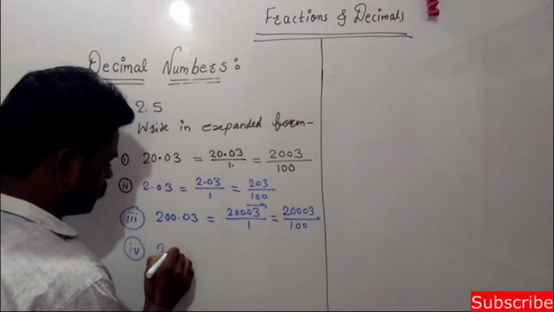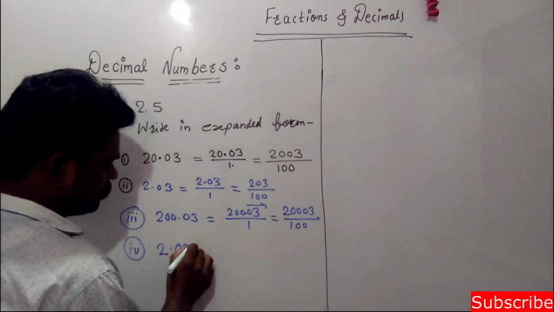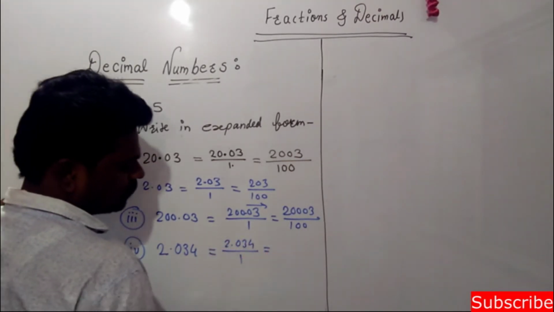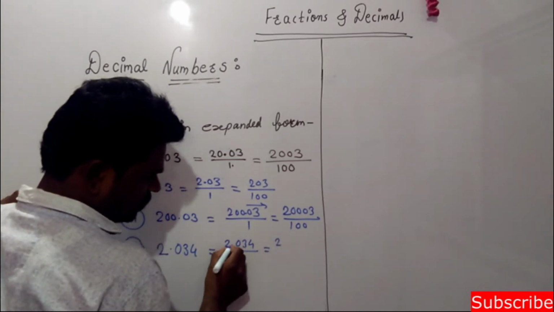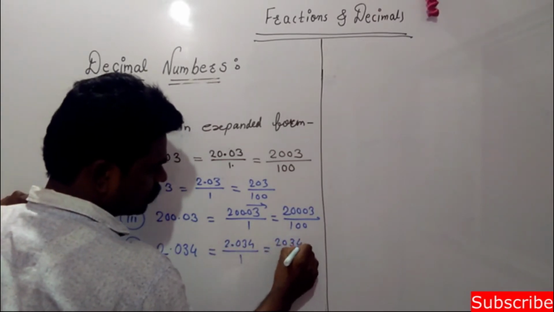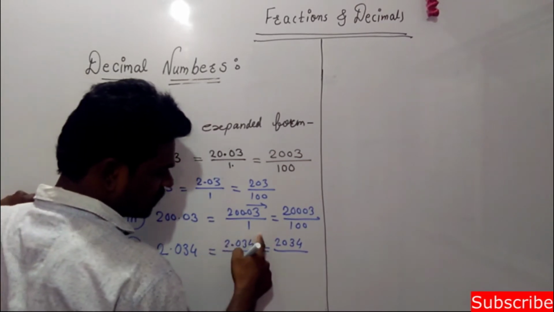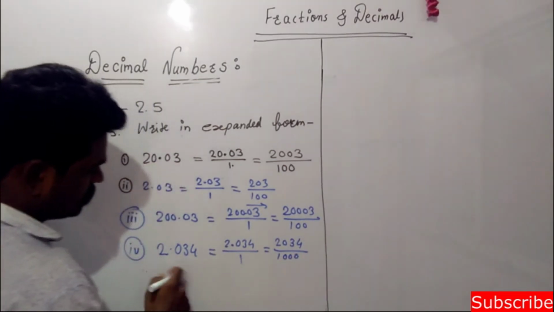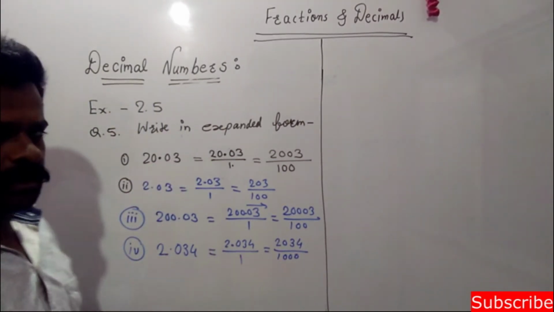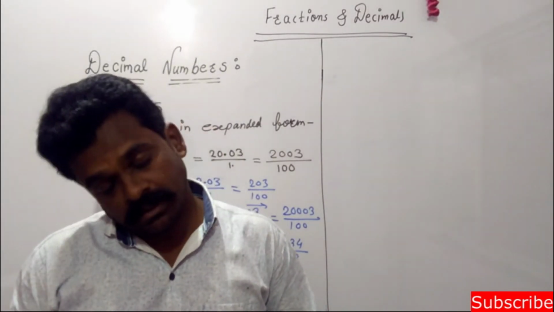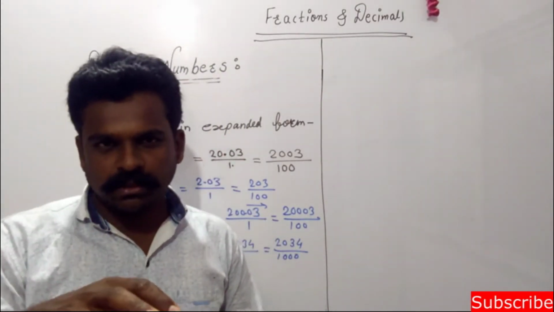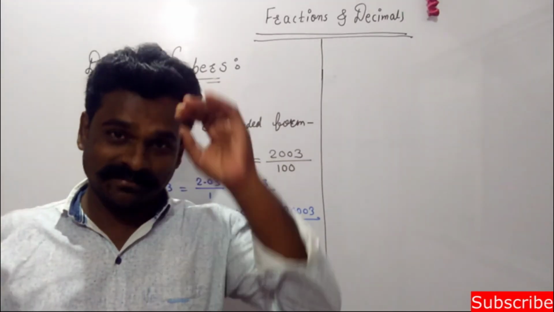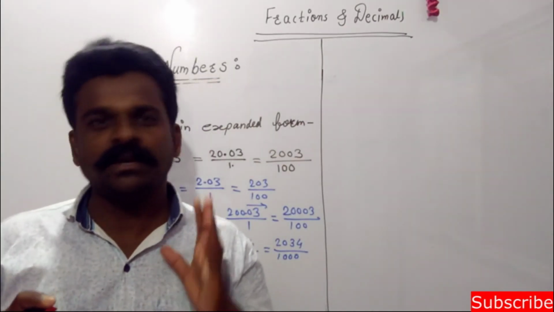2.034. So it is equal to 2.034 divided by 1. Okay, no problem. Now I'll remove that decimal point: 2034. By how many digits have I shifted my decimal point to the right? 3 digits were there, so add 3 zeros: 1, 0, 0, 0. Finish. That is the expanded form of your question. Have you got it? I think you have got it. If you haven't got it, then just pause your video, go to the first minute, and watch it once again. You will definitely get it.